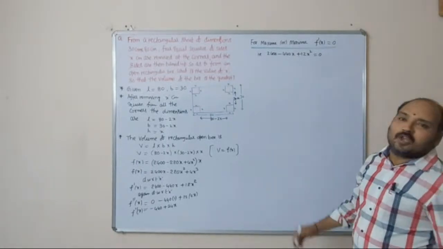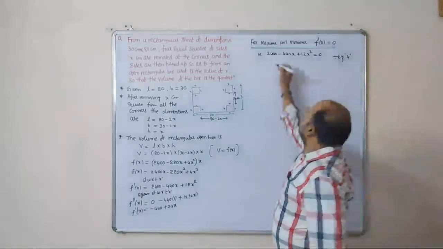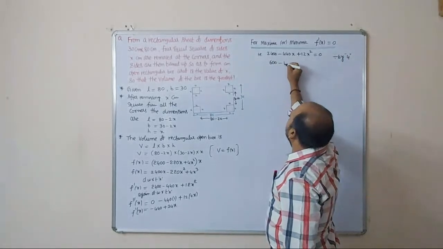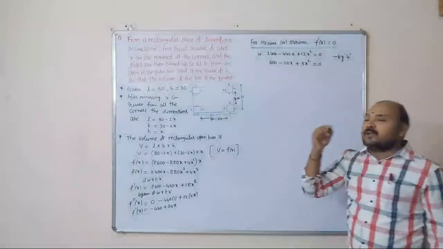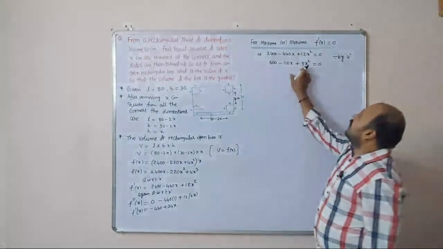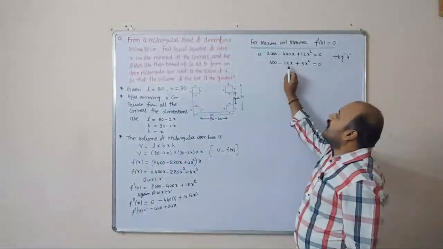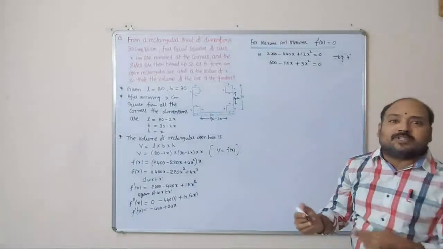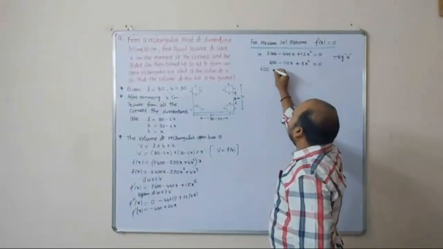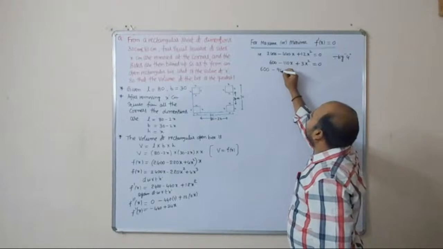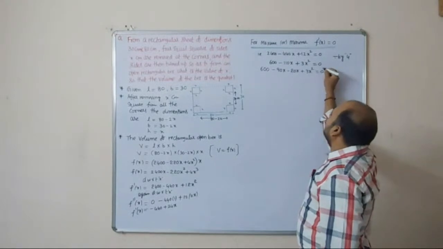All are multiples of 4 only, so dividing by 4. So 600 minus 110x plus 3x square equal to 0. Here we require factorization. 3 into 600 is 1800. 90 into 20 also we can do that. So 110 can be expressed in terms of 90 and 20. Minus 90x minus 20x. This is called factorization, dear students. 600 minus 90x minus 20x plus 3x square equal to 0.